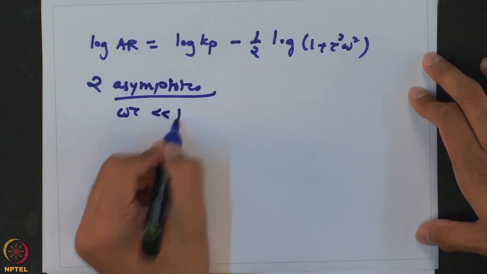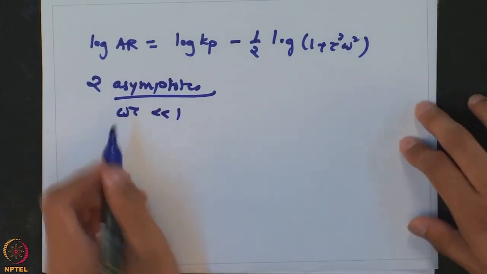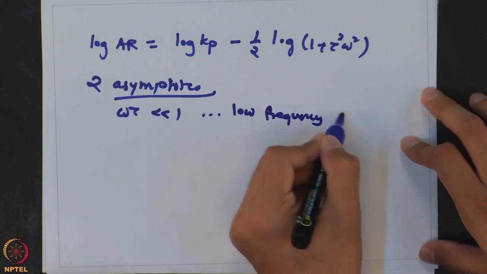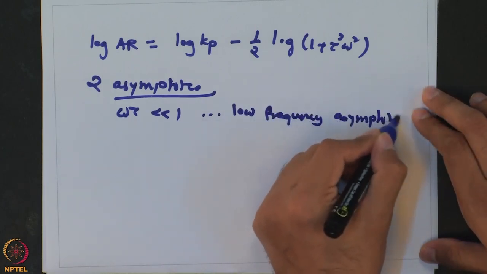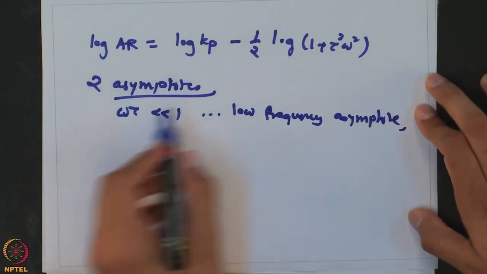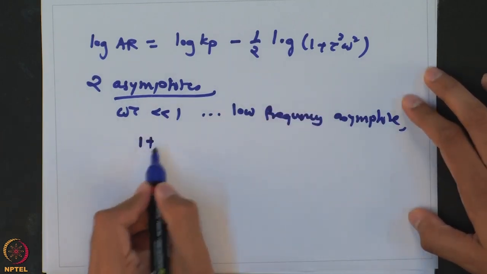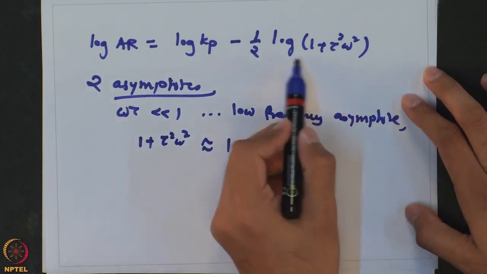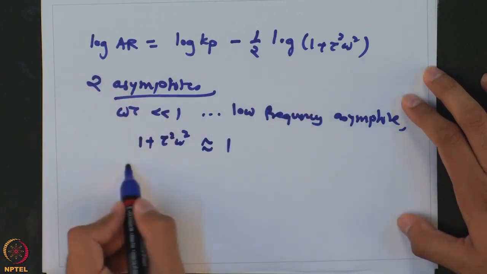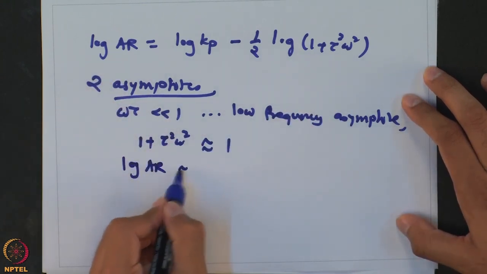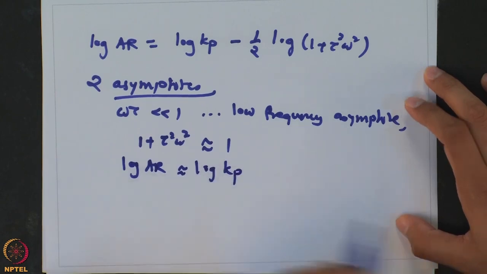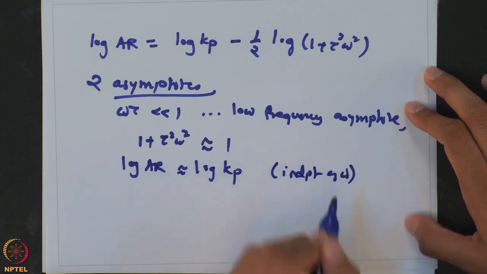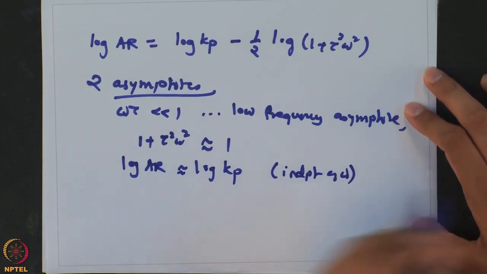When omega tau is very much less than 1, that is the low frequency asymptote. Then 1 plus tau square omega square would be roughly equal to 1. So the second term would vanish and we will have log of AR roughly equal to log of Kp. So it will be a constant, independent of omega. It will be a horizontal line in the Bode diagram.